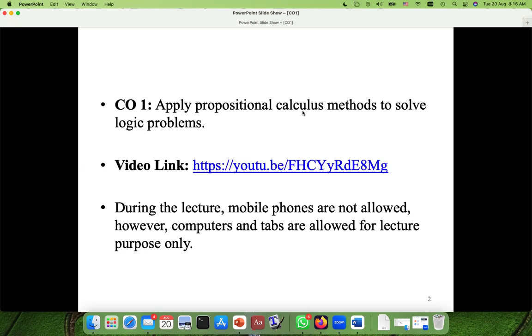Okay, let's start because I told you yesterday that we will start the lectures properly. Yesterday we took an overview or introduction about the course, and this is, you can say, lecture one. The CO statement is in front of you: apply propositional calculus methods to solve logic problems.